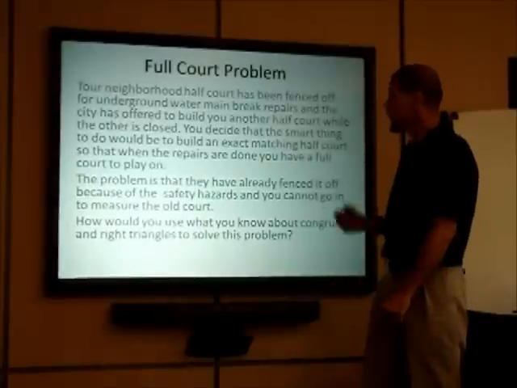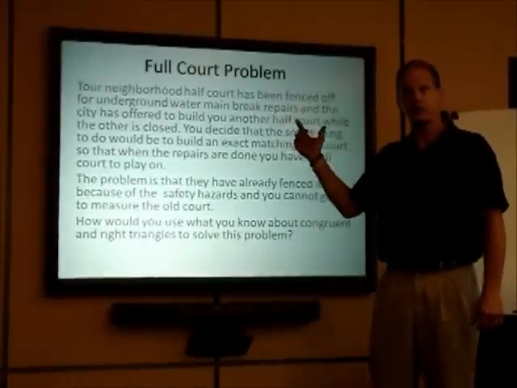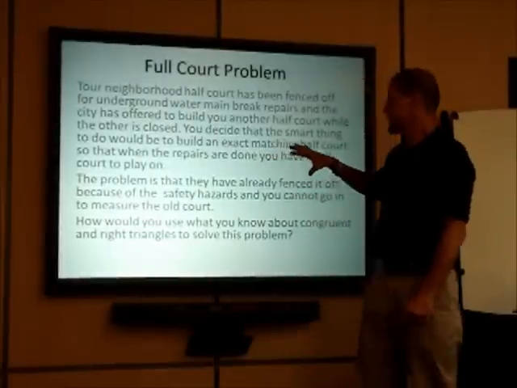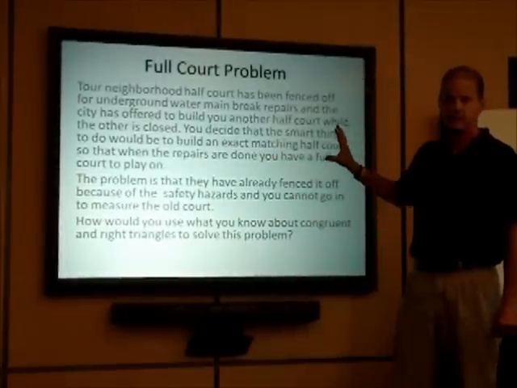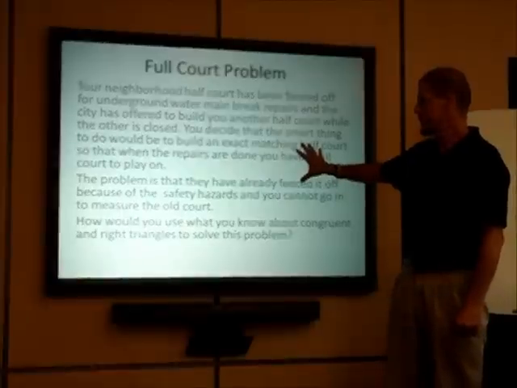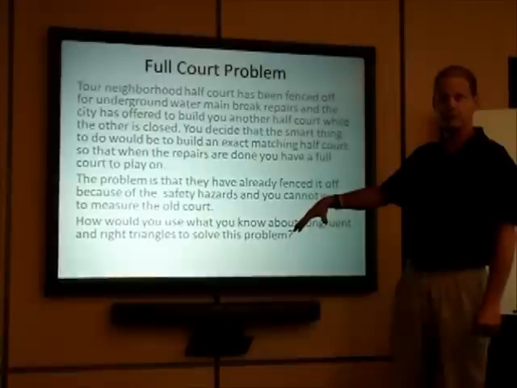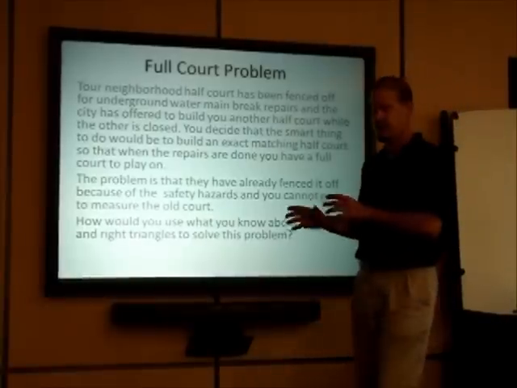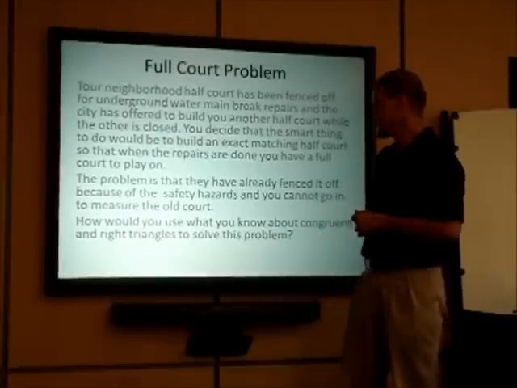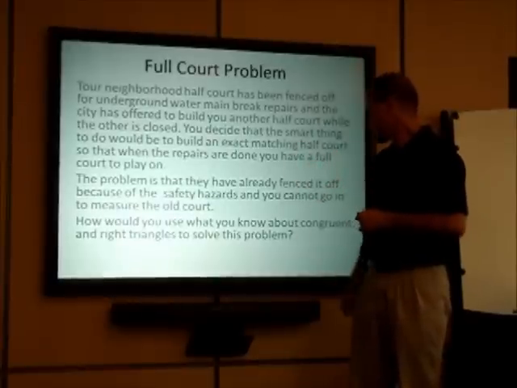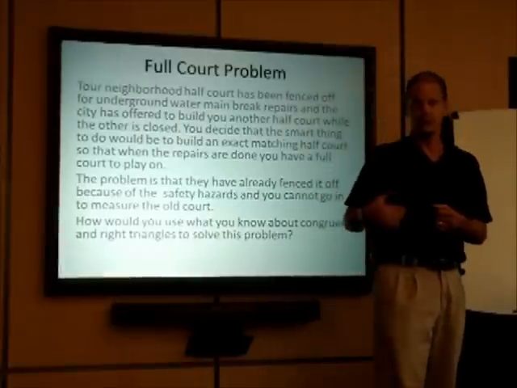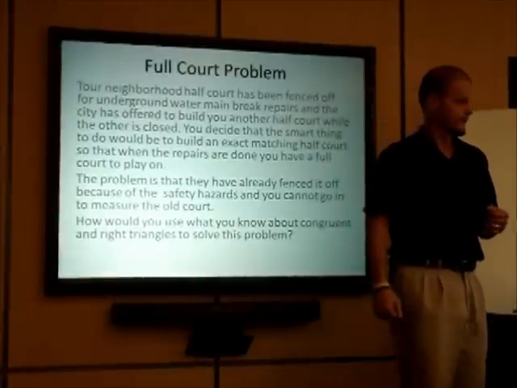So the problem that we came up with was, in the neighborhood, the half court has been fenced off for underground water main break repairs, and the city's offered to rebuild it. Only because of the safety hazard, they've fenced it off, and they can't get in there to measure it to see what they can do to make another half court. Instead of just making a separate half court, they want to make a half court field that matches the original one, so they have a full court when we're done. So the challenge is, what would you use what you know about congruent and right triangles to solve this problem without being able to actually get in and measure where the hoop is in the old court?